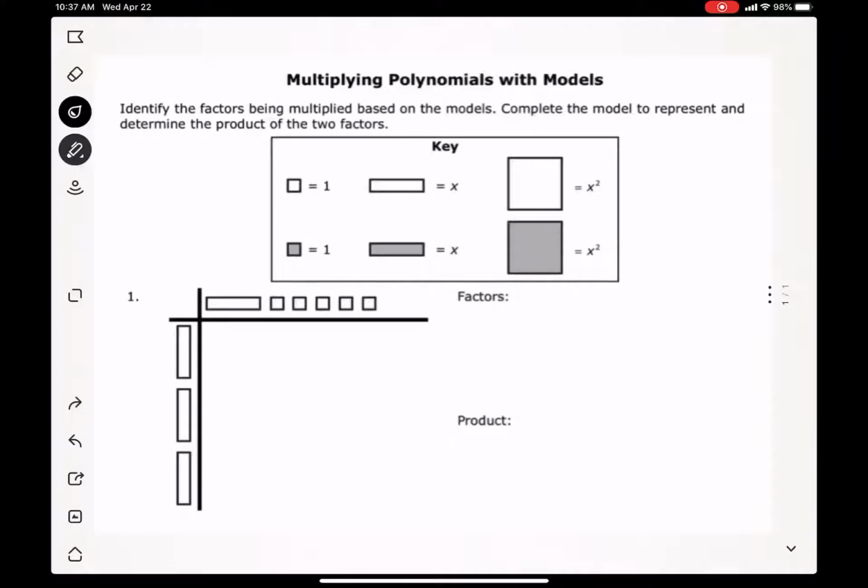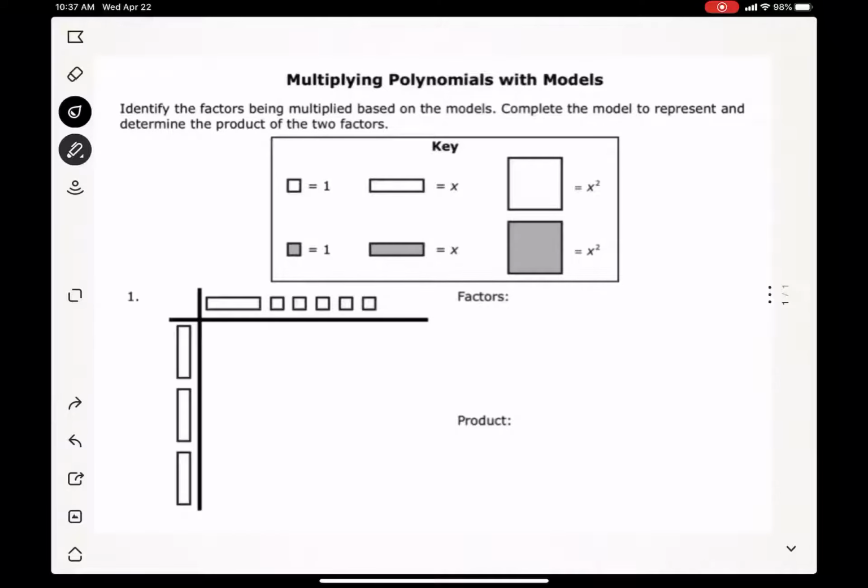with figures, right? Pictures. If we look at our key here, we can see that this represents 1, this represents x, and this represents x squared. So basically we've got a representation for three different terms. Okay, so let's read the instructions. Identify the factors being multiplied based on the models. Complete the model to represent and determine the product of the two factors.